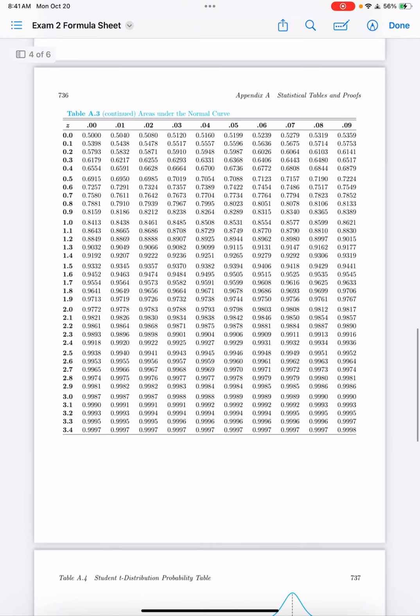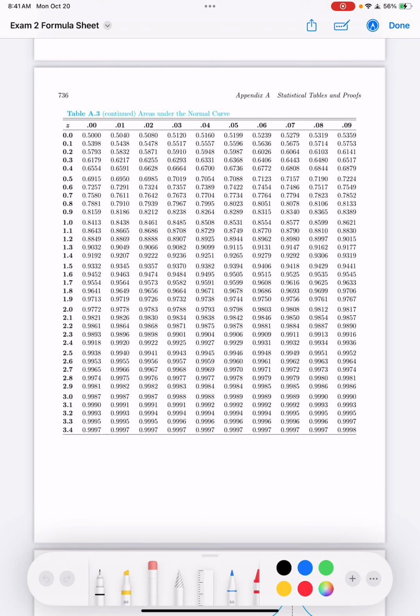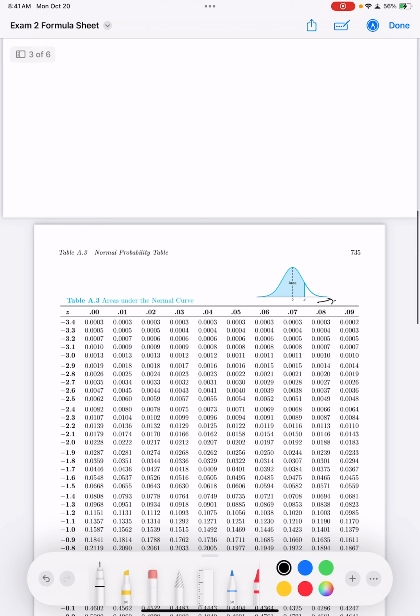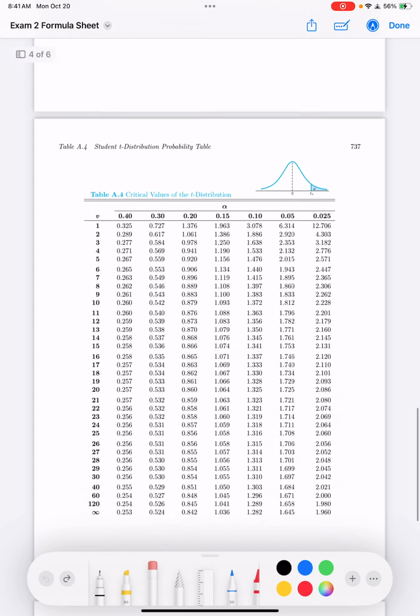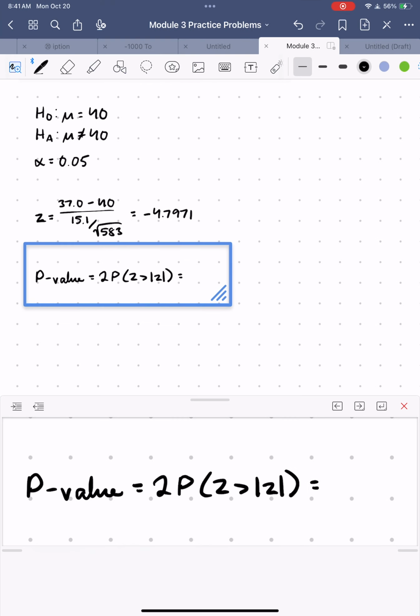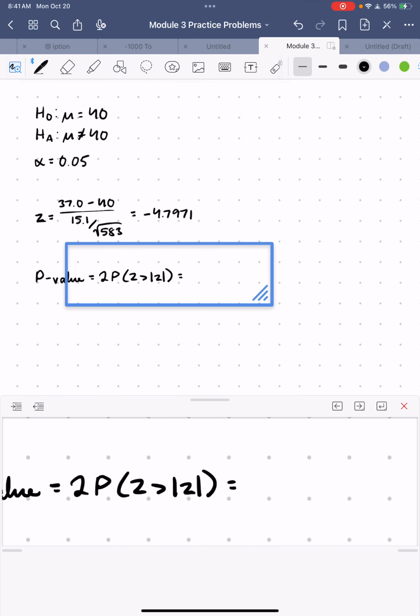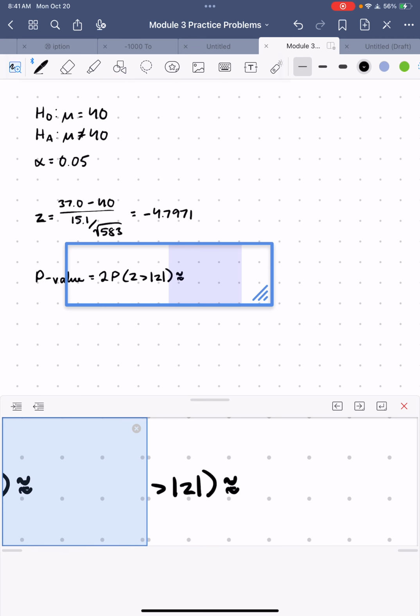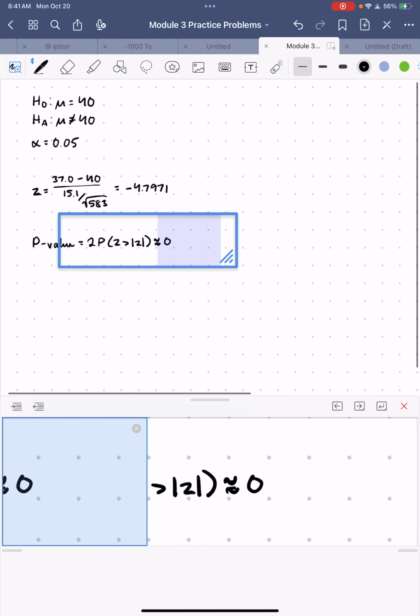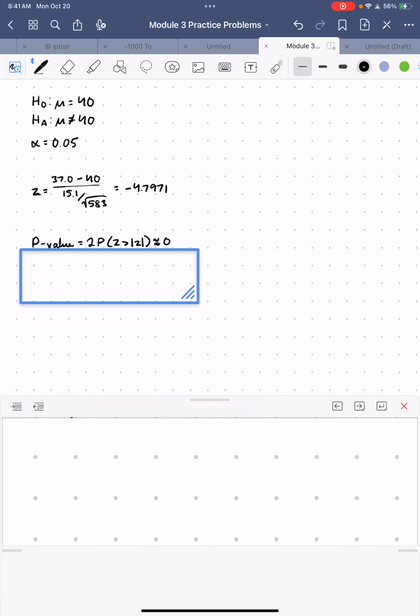And we see that the greatest our table goes to is 3.4. So our value is way higher, so it means it's way past this end over here, which means the area to the right, so our tail, is going to be so small that it'll be really close to 0. So we can say that our value here is really close to 0.